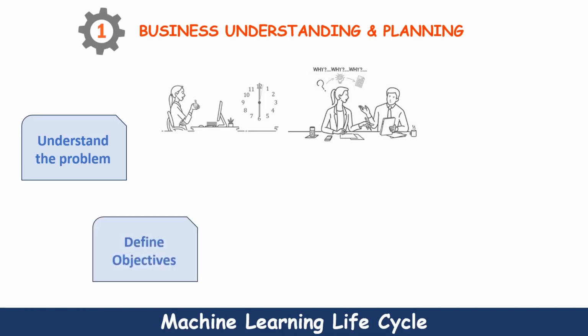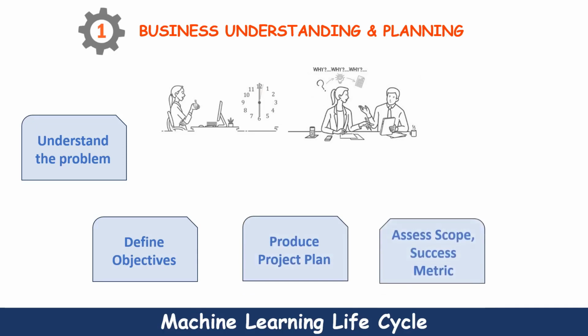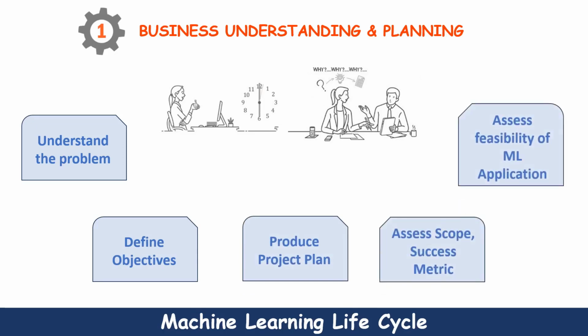Thus, the planning phase involves defining the objectives and producing the project plan. It further involves assessing the scope of the project, success metric, and feasibility of the machine learning application. You need to understand the business and how to use machine learning to improve the current process. You need to figure out how machine learning can add value in the business.